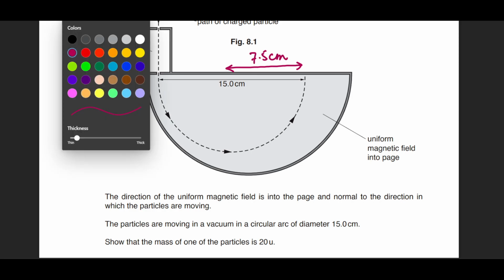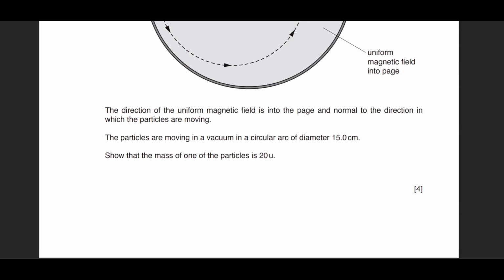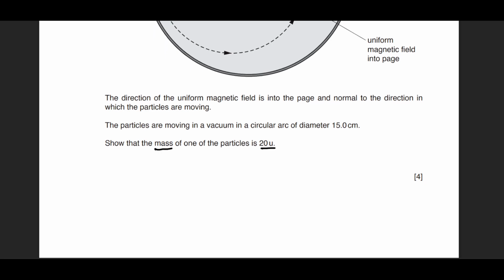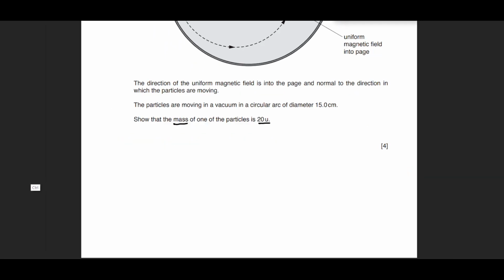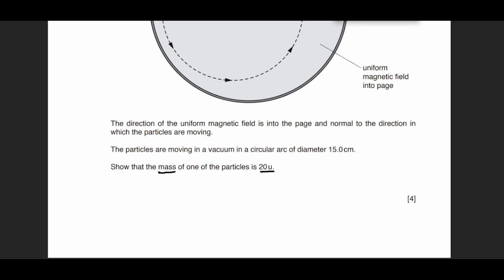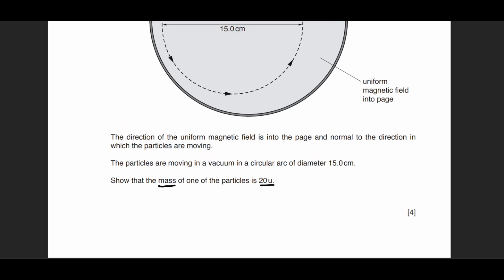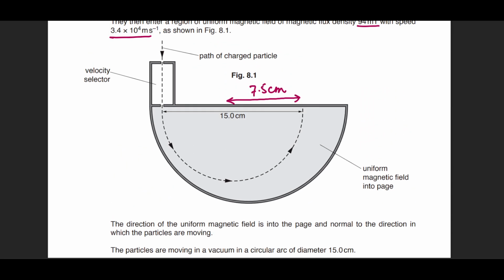which will be 7.5 centimeters. He says to show that the mass of one particle is 20 U. You see, 20 U, we will get to that later, what that is, but let's try to find out the mass first. So what's happening in this case is that the electron already has its own speed, but as it experiences a magnetic field in this gray region, it is going to experience a magnetic force towards the center of the circle, which will call for the centripetal force.